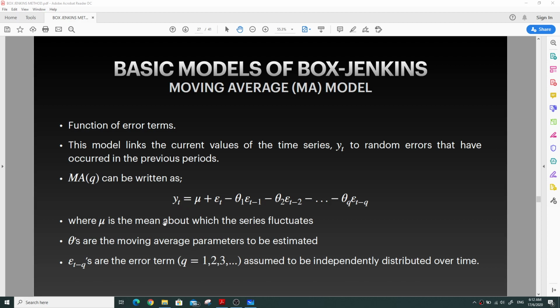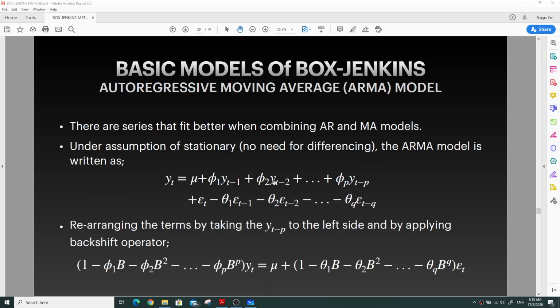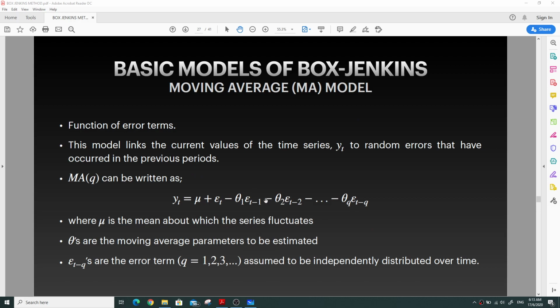Again, this theta here is the parameter, the weightage of how this random error affects the current value. It is a coefficient, a parameter that will be estimated. Again, we can write it using the backshift operator. So epsilon t-1 here is actually B epsilon t.